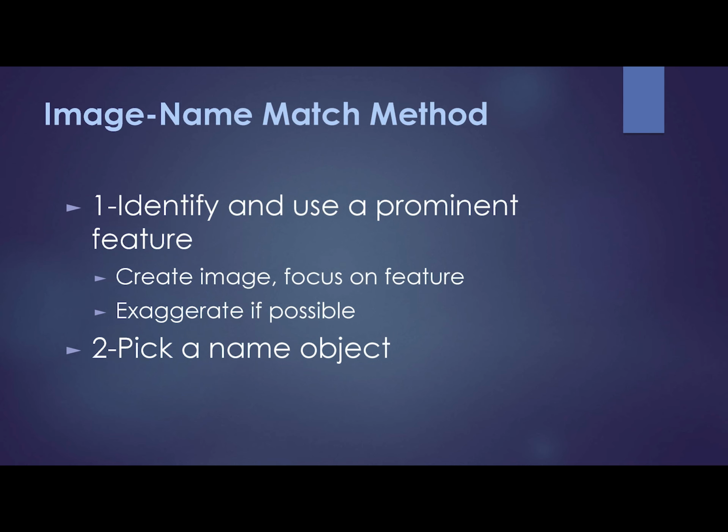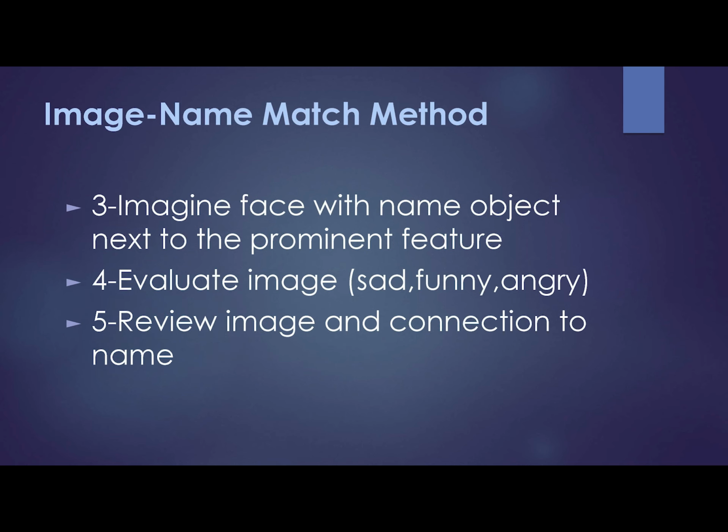Okay? Then the next step is that you imagine the face with the name object next to the prominent feature. So if Ken is a can, and Ken's prominent feature is his very thick glasses, then you imagine a can in his very thick glasses, okay? You imagine the face with the name object next to the prominent feature. You don't have to exaggerate it. Sometimes you can use a whole picture of the face and just put that object there. That's fine.